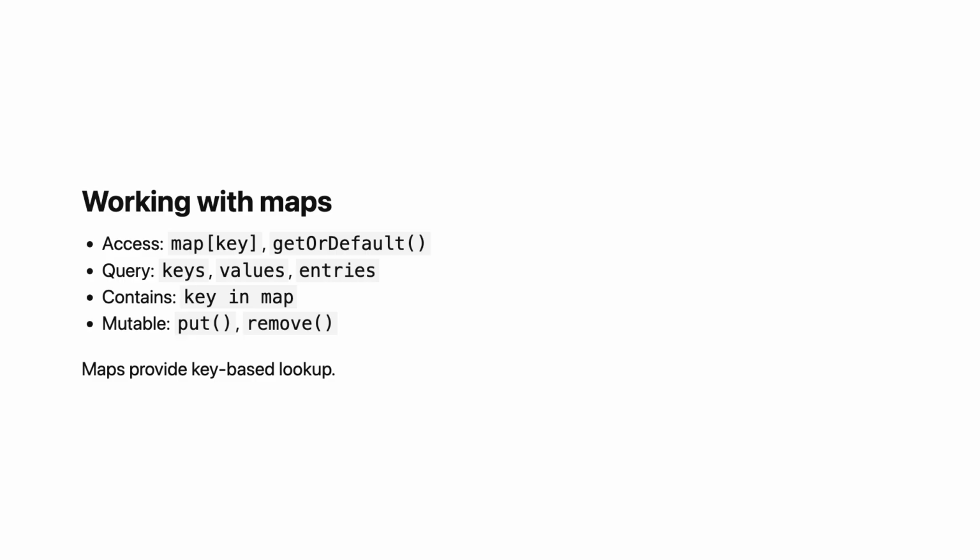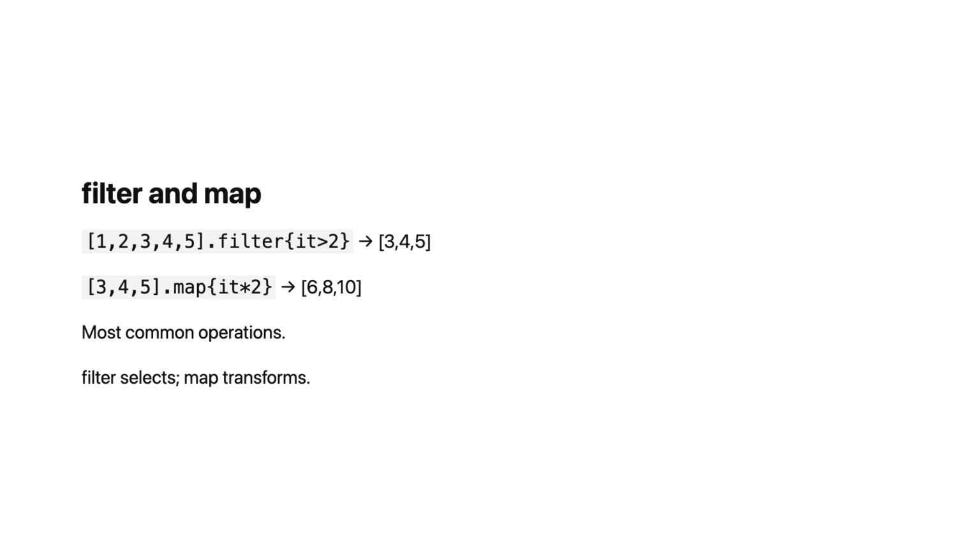Filter keeps elements matching a condition. val evens = numbers.filter { it % 2 == 0 }. Map transforms each element. val doubled = numbers.map { it * 2 }. These are the most common collection operations. They work on lists, sets, and other iterables. Chain them: numbers.filter { it > 0 }.map { it * 2 }. Filter produces a smaller or equal collection. Map produces a collection of the same size. Both return new collections. The original is unchanged.